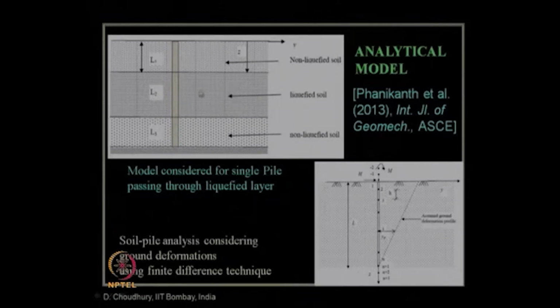One is a non-liquefiable layer, this is a liquefiable layer of thickness L2, and again a non-liquefiable layer of thickness L3. So, this parametric variation of the ratio of L2 over the entire length of the pile L has been taken care of in this analysis using the concept of the finite difference method. In this finite difference method, the entire pile section has been subdivided into n number of sections from the assumed ground profile using Winkler's beam theory.